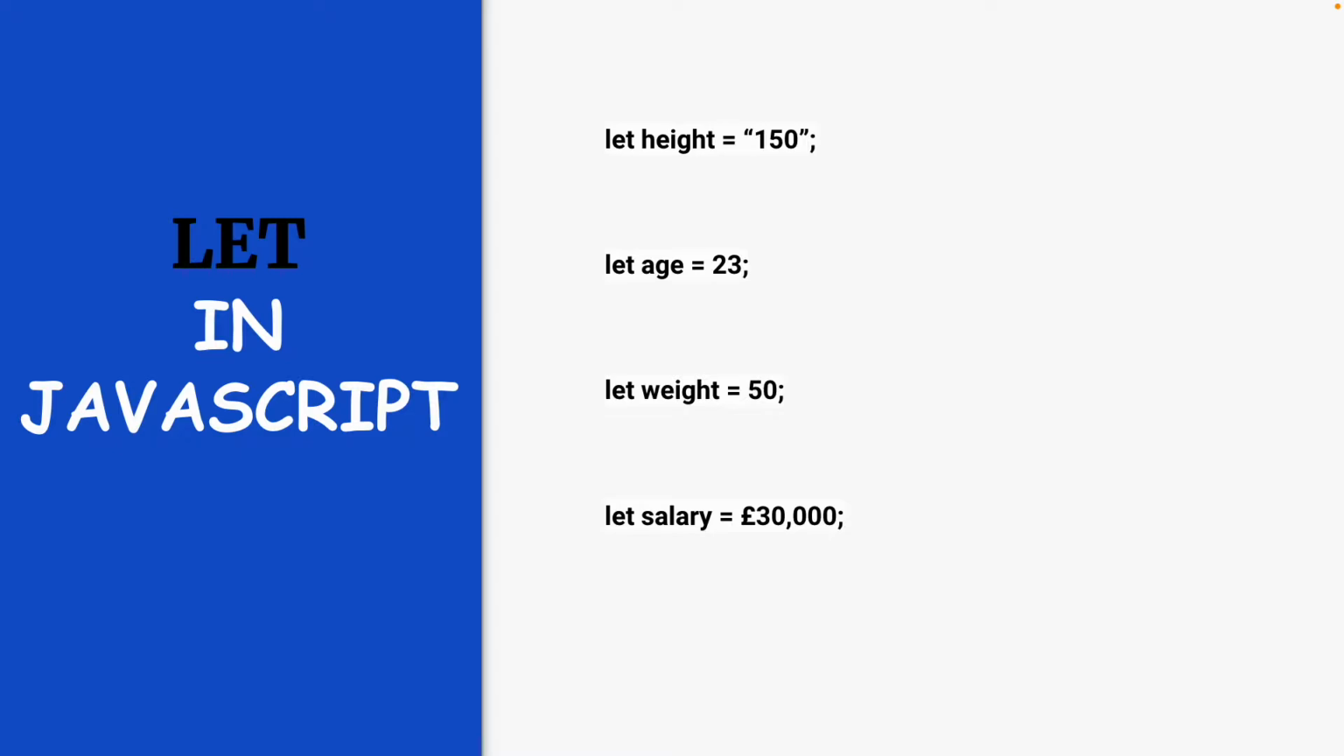So when do we use let? We use let when the value of the variable can change in the future. Here I'll give you an example. I have declared a variable like let height equals 150 centimeters. It should not be of type string, it should be type number. And the height of a person can change in the future. So that's why I've used let here.